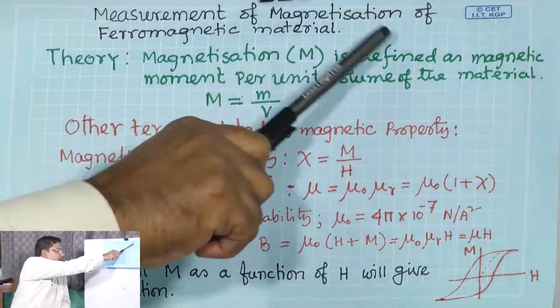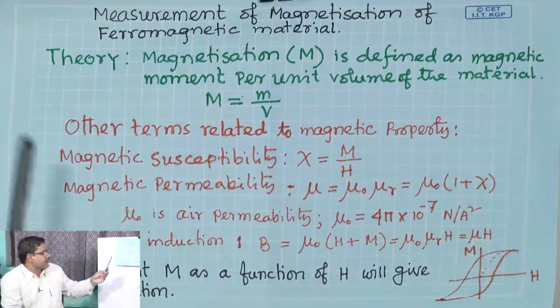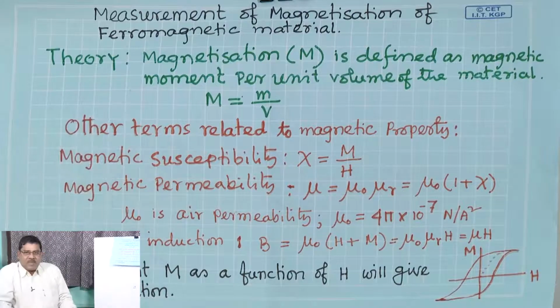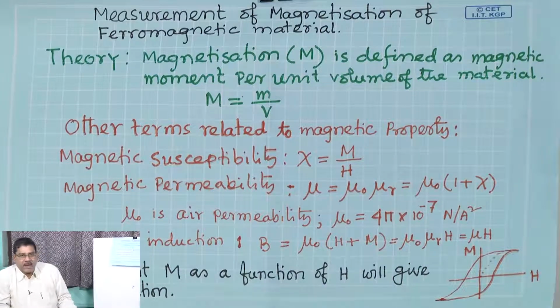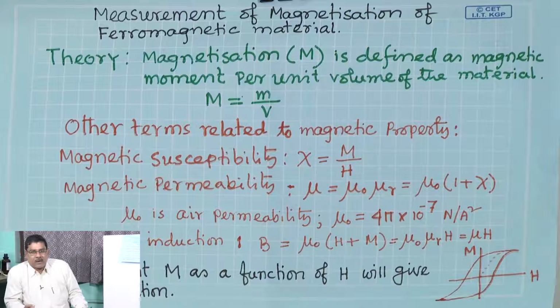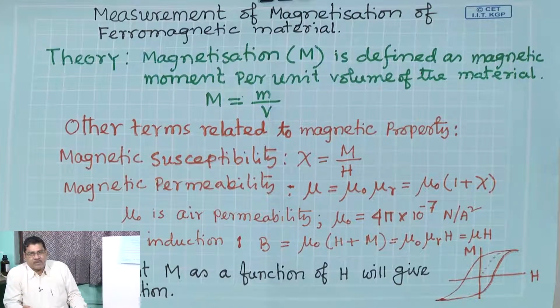Before that, let me discuss the theory or working principle of this experiment: the measurement of magnetization of ferromagnetic material. So, what is magnetization? Any material is made of atoms, and in magnetic material each atom basically has a magnetic moment, or magnetic dipole moment.